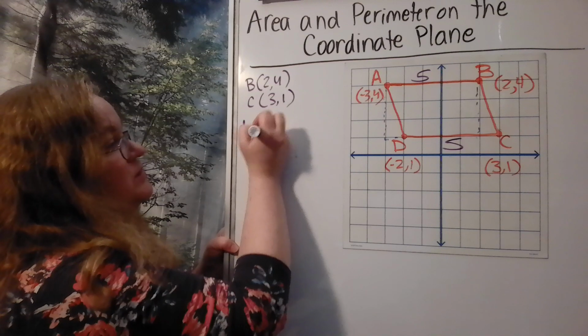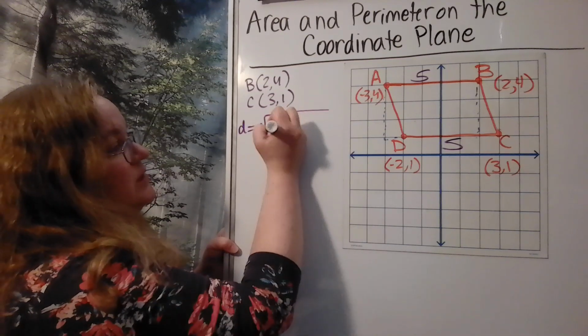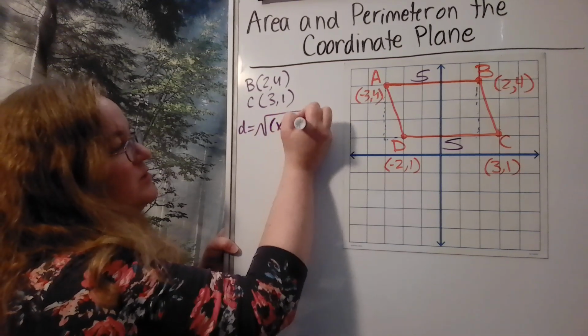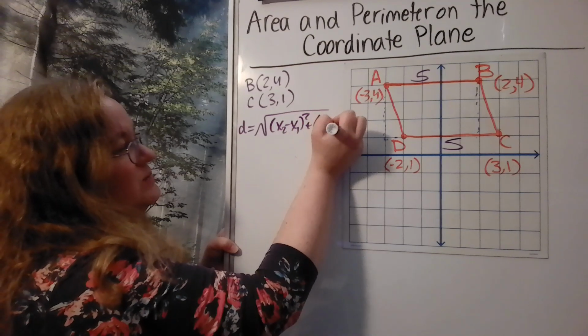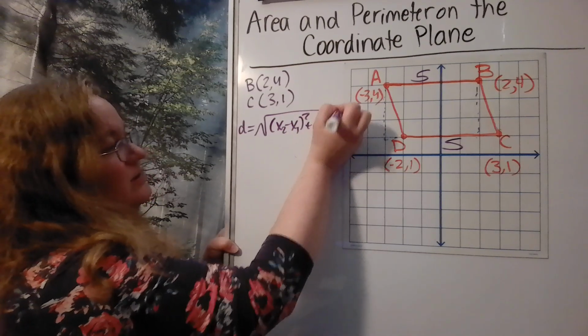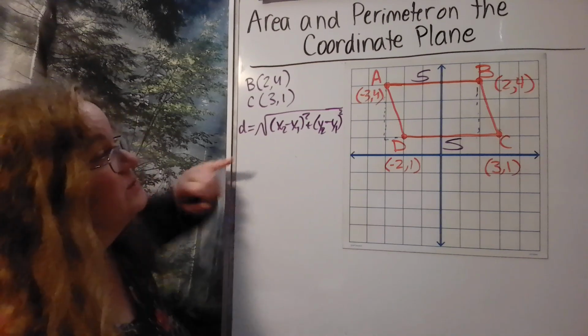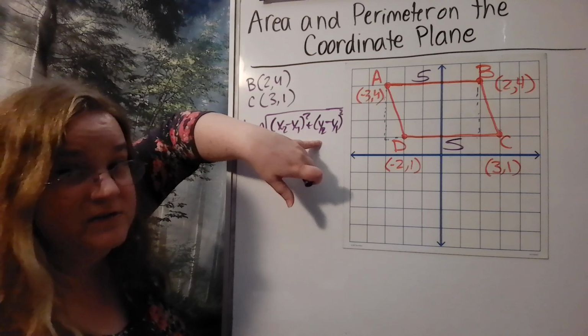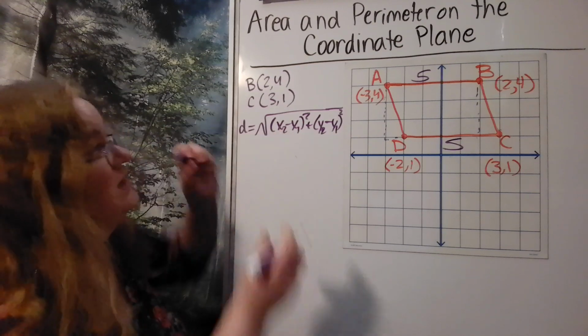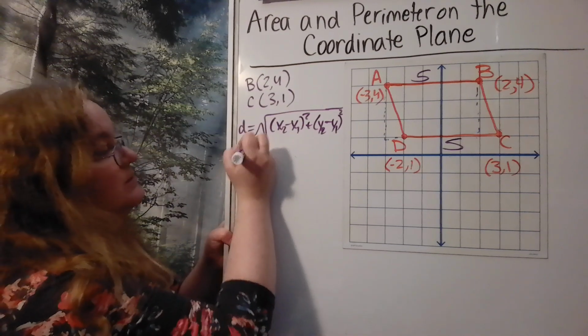Remember, the distance formula means that we have the square root of (x2 minus x1) squared plus (y2 minus y1) squared. In other words, I'm finding the difference of the x's and squaring it, finding the difference of the y's and squaring it, adding them together and taking the square root.